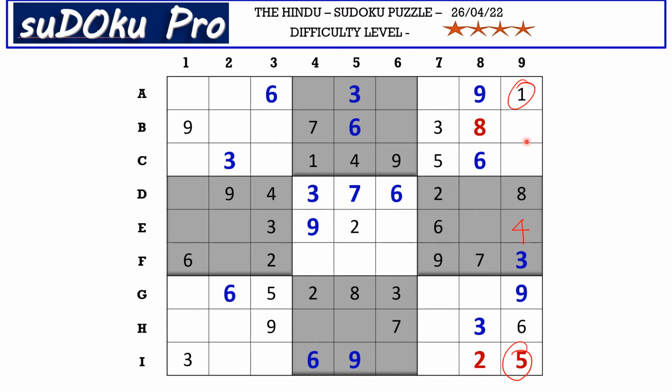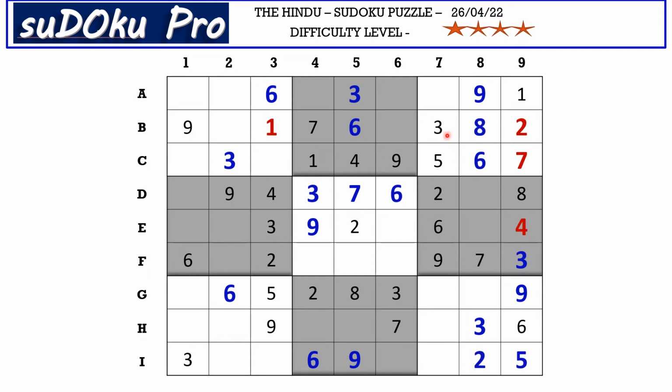Now in column 9, there are only 2 empty cells and the missing numbers are 2 and 7. There is a 7 blocking from here. So B9 takes 2 and C9 takes 7. Similarly, here in column 3, the missing numbers are 1, 7 and 8. There is a 7 and 8 here in B row. So B3 takes 1.